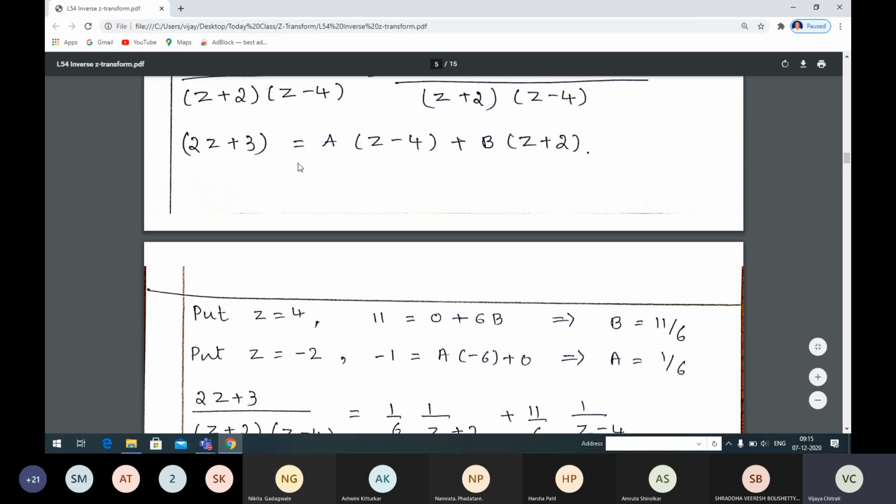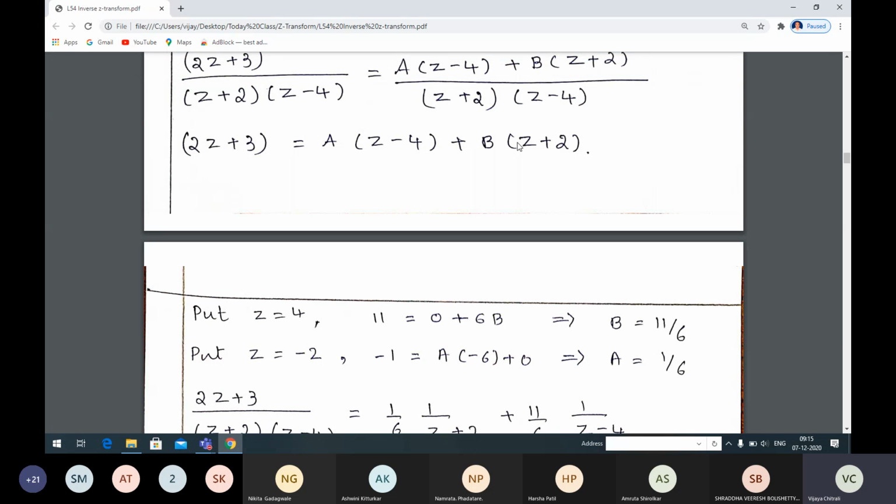Once again I'll explain here. In LHS, in place of z, substitute minus 2. 2 into minus 2, minus 4. Minus 4 plus 3 is minus 1. This is equal to, a is as it is. In place of z, substitute minus 2. Minus 2 minus 4 is minus 6. This plus as it is. Then see here, in place of z, you substitute minus 2. Minus 2 plus 2 is 0. 0 into something will be 0. So minus 1 is equal to minus 6a. We want a. So a is equal to 1 by 6.